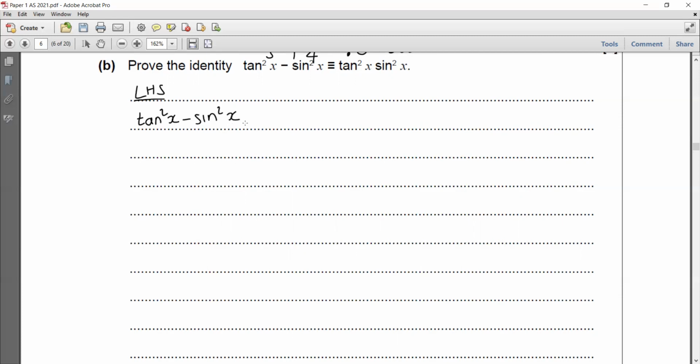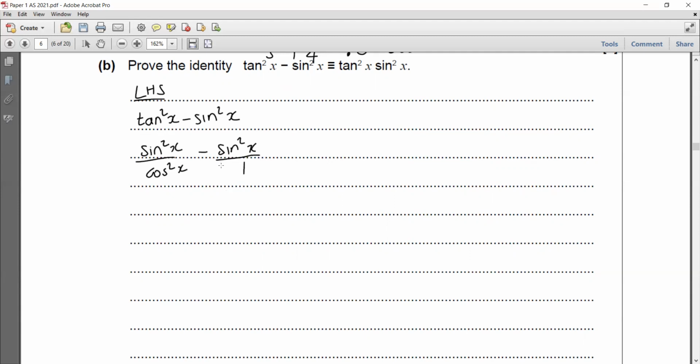Now, as a general rule, if you don't know what to do, like you cannot think of, oh, what can I do here? And you have trigonometric functions like tan, cosec, and so on, rewrite them in terms of sine and cos. That is always a go-to rule that I've found almost all the time works. And then from there, you'll be able to figure out what to do next. So here I have tan squared x. I can rewrite that as sine squared x over cos squared x. And this is minus sine squared x over 1.